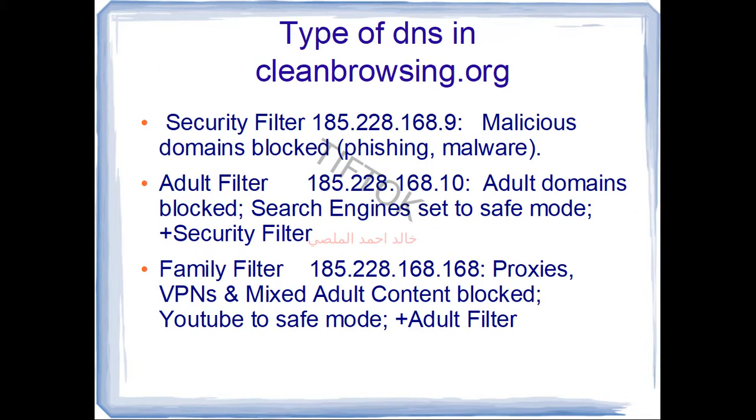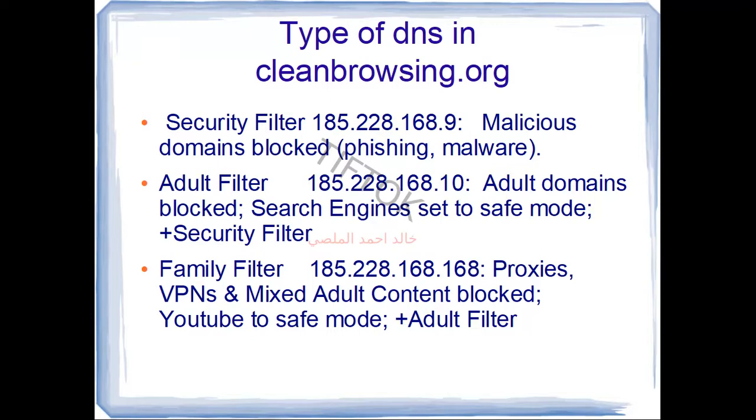Types of DNS in cleanbrowsing.org. Type 1, the security filter, is blocking bad domains, not secure ones, blocking virus domains and malware domains. Type 2 is the adult filter. The adult filter is blocking pornography and more adult content, and setting search engines to safe mode, plus the security filter.